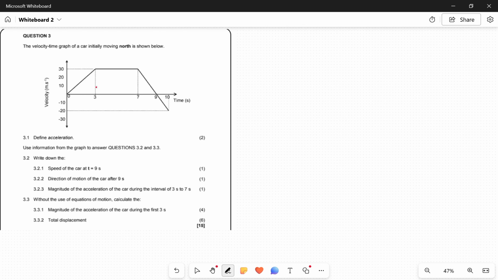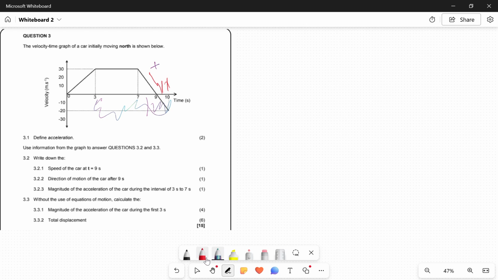Before we get into the questions, guys, I just want to explain something. As we know, velocity is a vector. That means it's going to have a direction. Now here we are being told that our car is moving north, and if we check, our graph has two sides to it. It has this upper part here, and then it has this other part, this part here at the bottom. So the upper part will be our positive direction.